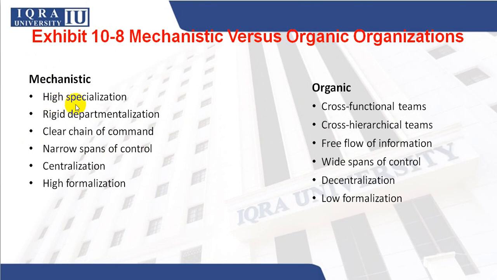So these are some comparisons that I have here. Mechanistic structures are high in specialization; in organic, cross-functional teams are managed. Rigid departmentalization, very tightly managed, versus cross-hierarchical teams. Clear chain of command versus free flow of information. Narrow span of control versus wide span of control. Centralization, as top management is highly involved in making decisions; here, decentralization, so employees also give their feedback and are involved in decision making. High formalization means highly rules and regulation oriented. Low formalization means flexible in terms of making decisions, rules and regulations.